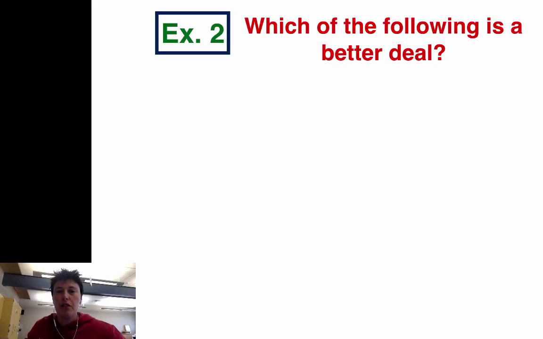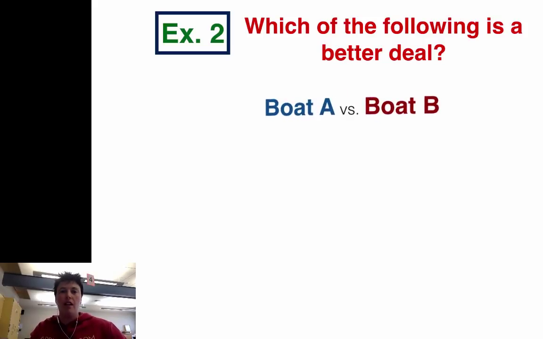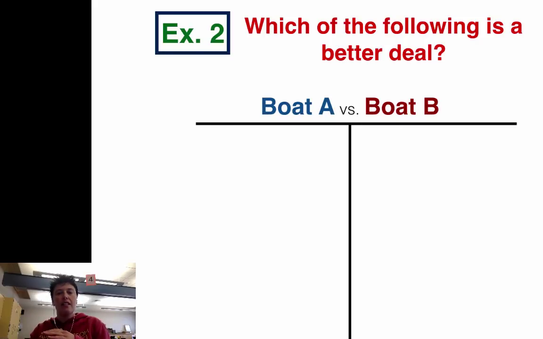So here's what we're going to do. In our notes, we are going to make a T-chart to compare these boats. I'm going to say boat A versus boat B. So that's what you're going to write down. Boat A versus boat B, and I'm just going to split this up into that nice T-chart. If I'm going fast, just pause whenever you need to on this. Sometimes I fly through this stuff.